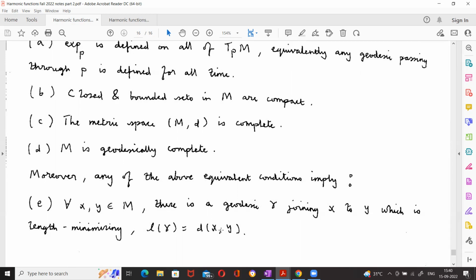Okay, so be careful in this last statement. There could be infinitely many geodesics going from X to Y, but maybe only one of them is length minimizing. You can see this, for example, for S2. From the North Pole to the South Pole, there are infinitely many geodesics joining, and all of them are length minimizing.